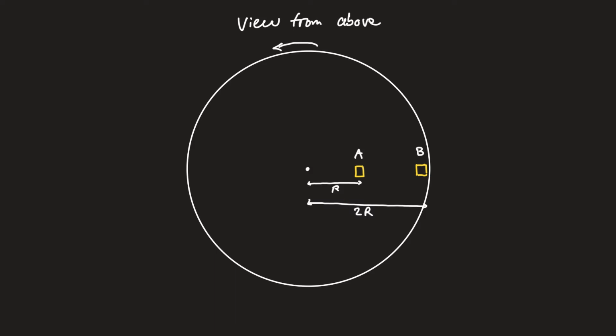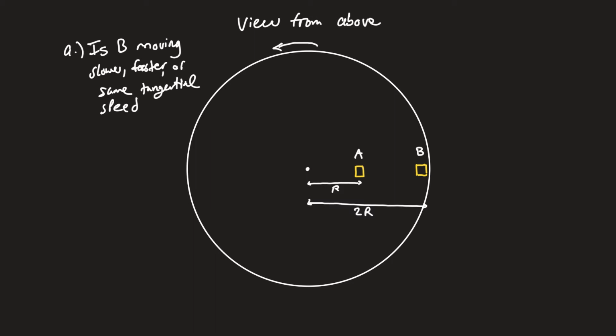All right. Now to build the solution up, I want to ask you a few questions. Question, I guess part A, to build this up. If the block at A is moving that fast that we just talked about, is block B moving faster, slower, or the same tangential speed? So I'll write that out here. Is B moving slower, faster, or same tangential speed, assuming that it's going in a circle? All right, give that a shot, pause the video, and think about it for a second.